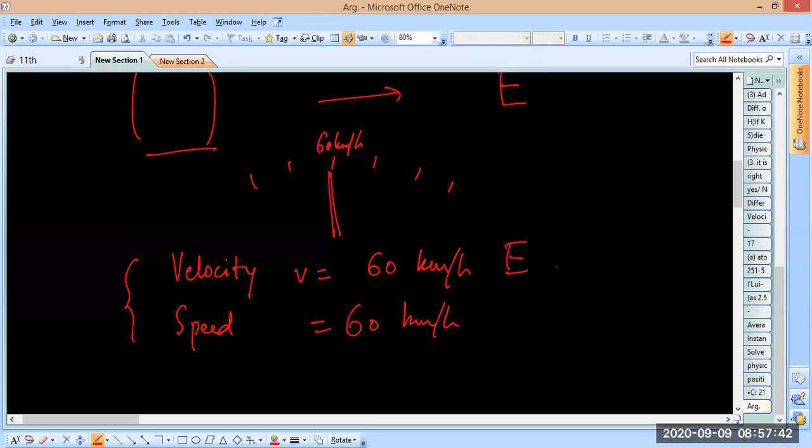How are they different? How are these two different? Yes, correct. Velocity is a vector, right? So a vector must have two things. Which two things? Let's analyze. This is magnitude, and this is direction. Agreed? So what is speed? Speed is the magnitude of velocity.